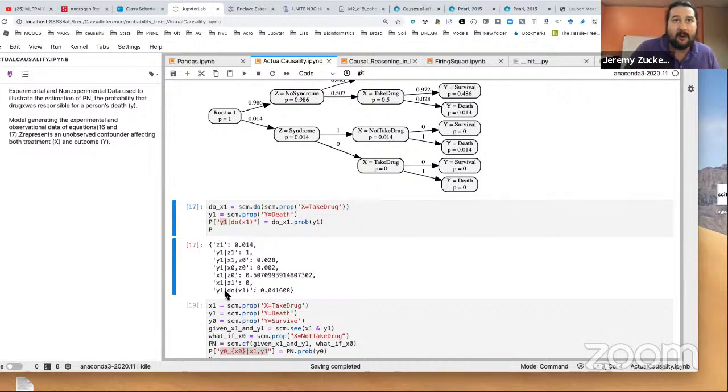So here we go. What I'm looking for is X1 here. So the probability of dying if you take the drug and you don't have the syndrome is only 0.028. But if I force people to take the drug, then that probability jumps up from 0.028 to 0.041.